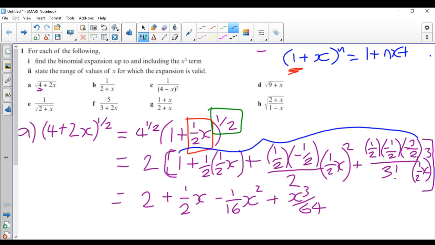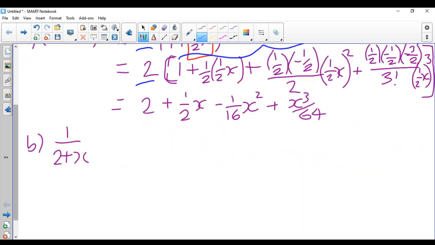So you'll notice I've got it on every line. Okay, right, let's have a look at part B. So another similar one. I'm not going to run this one all the way through. I'm just going to start you off. So I've got 1 over 2 plus x. Okay, so write it in index form, step 1.